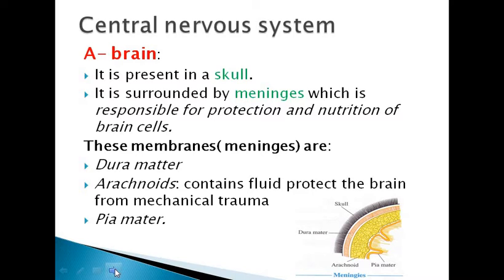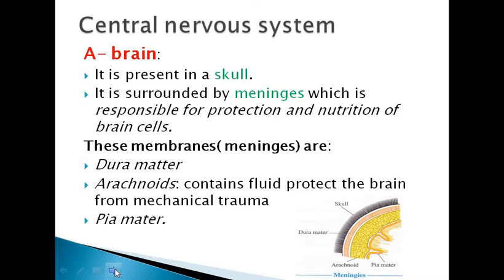Because of that, it's present in a bony cage or brain case. This brain case, we call it the skull or cranium. Also, for more protection, the brain is surrounded by 3 layers of membranes, and these membranes are called meninges. The main function of meninges is protection and giving nutrition to the brain cells.